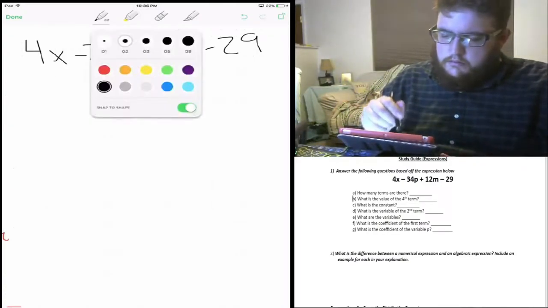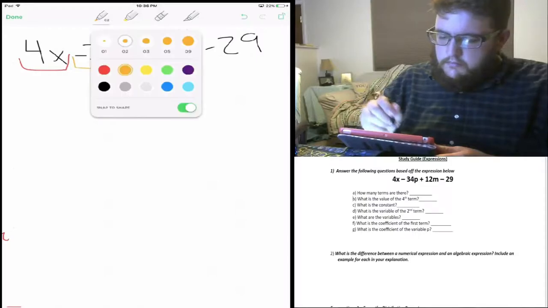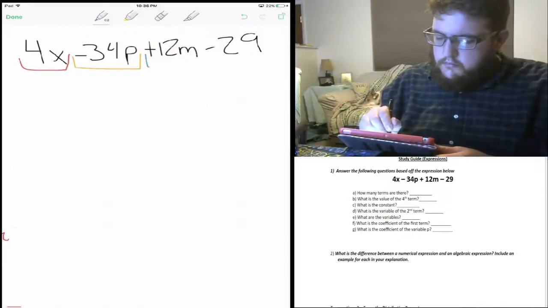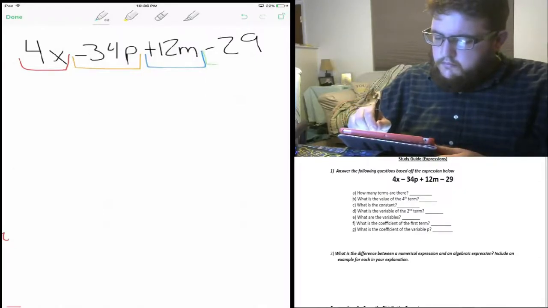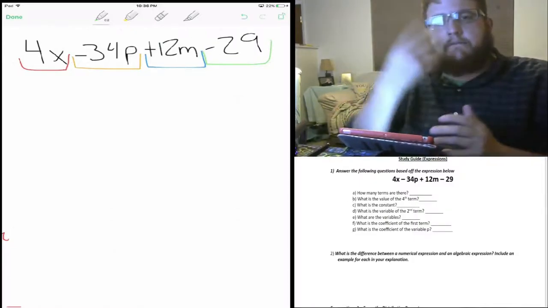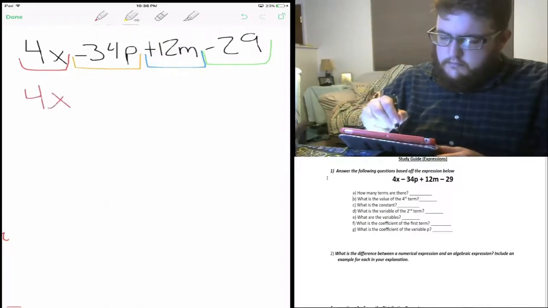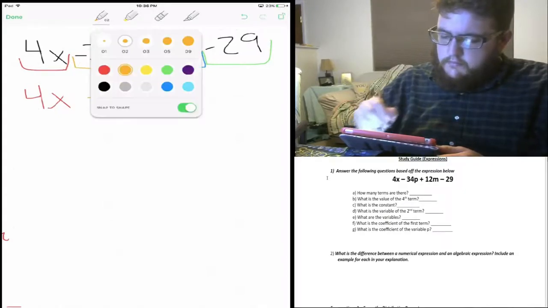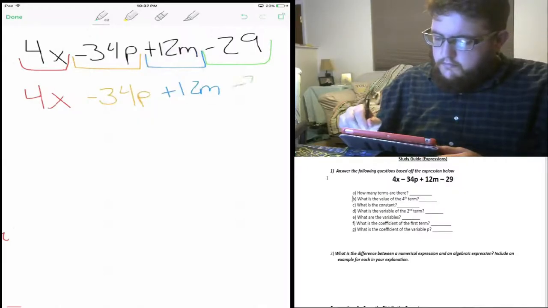So I'll go ahead and separate each of my terms here using different colors. So here's my first term, and my second term, and my third term, and my fourth term. So as you can see, I've got 4 different terms, and I'll just write them with their corresponding color. My first term is 4x, my second term is negative 34p, my third term is a positive 12m, and my fourth term is a negative 29.